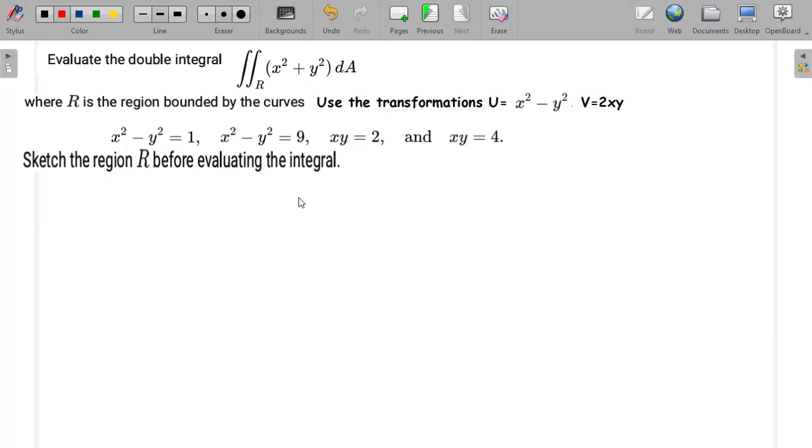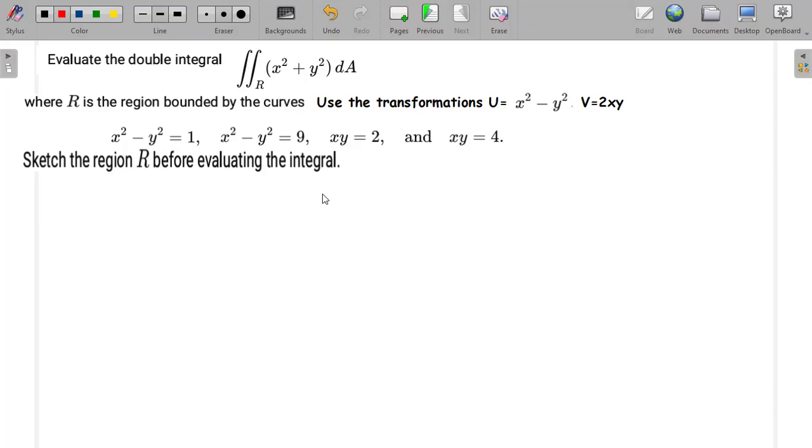Welcome to this video. In this video, we are going to solve a double integration question that requires us to change variables. Some of these questions, when you sketch or draw their region, will give a very complicated region such that we can't classify it as a type 1 or a type 2.